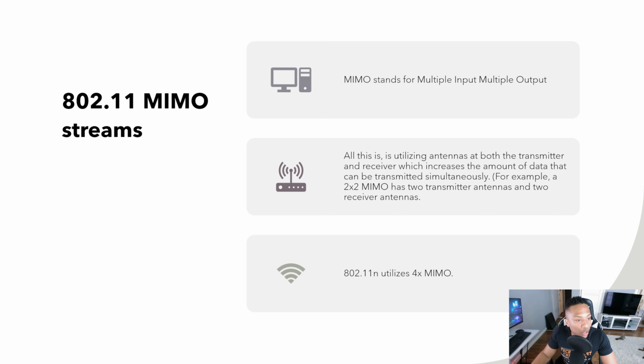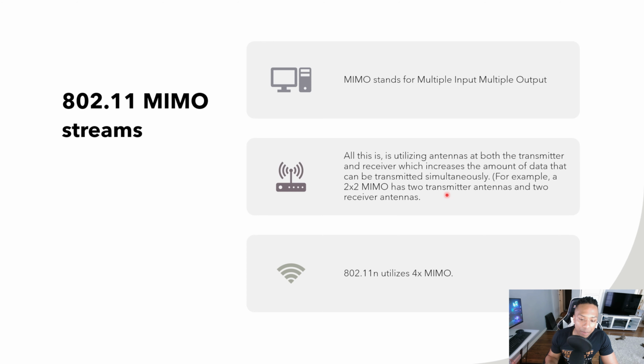All right, so let's go ahead and talk about MIMO stream. So this is probably going to be on the exam. MIMO stands for multiple input and multiple output. Pretty much what this does is it utilizes both the transmitter and receiver antenna, which increases the amount of data that can be transmitted simultaneously. There is something called DL and UL MIMO, which we will go over in the next slide. But just keep in mind that all this does is it increases the amount of data that can be transmitted simultaneously.